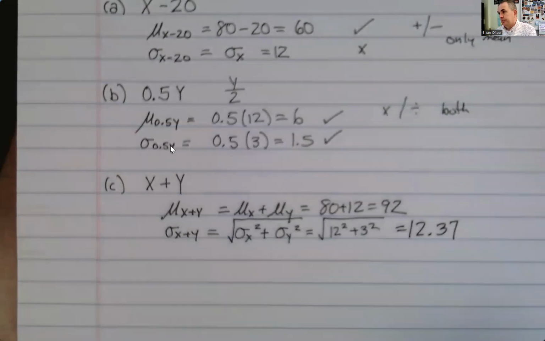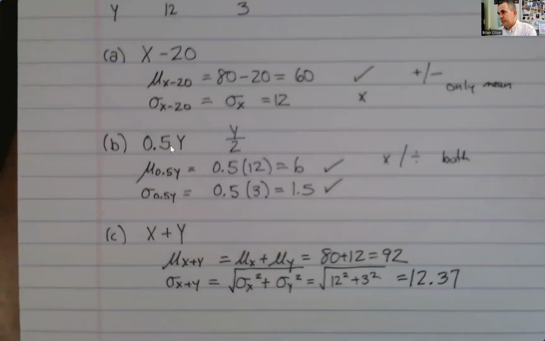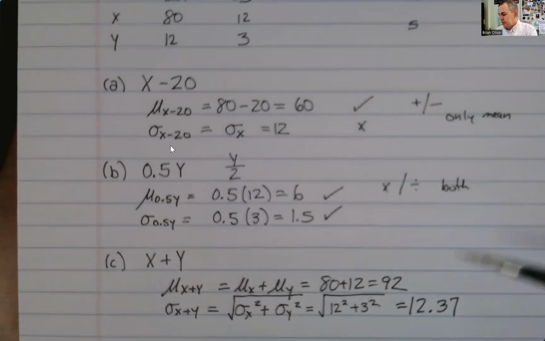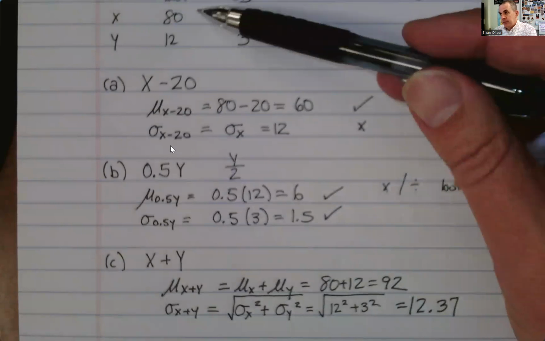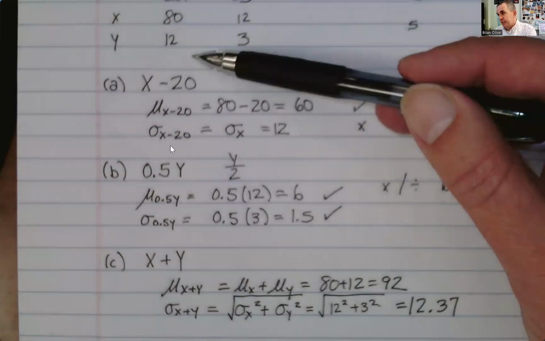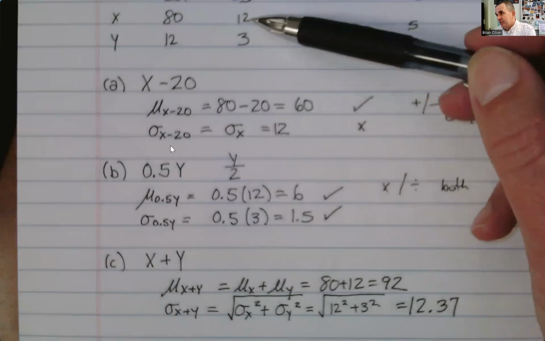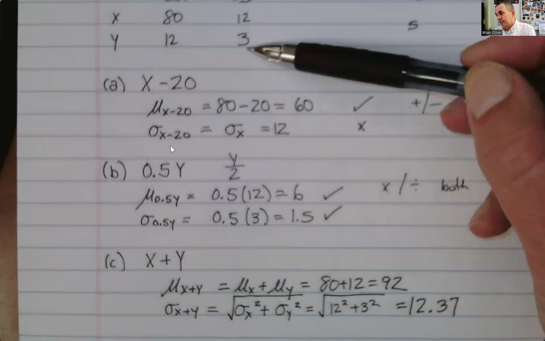So one big thing to notice here, I'm going to hopefully get it all on the screen at the same time. When I take two distributions, I do whatever it says with the mean. So 80 plus 12 is 92. But what I'm going to do is turn this to variance, turn this to variance, and combine it.